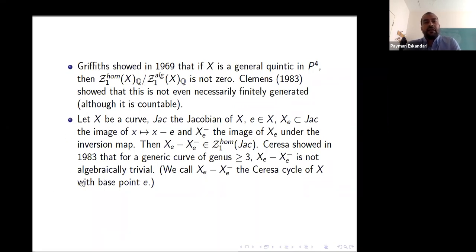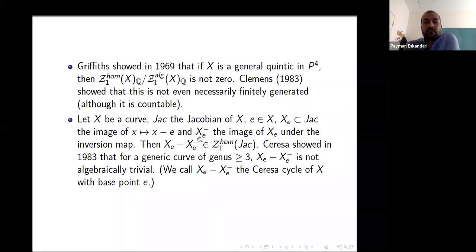Now let X be a curve. This notation is going to stay in the talk, so it's important to try to remember it. If X is a curve, by Jac(X) we mean the Jacobian of X, and if you take a point e in X, by X_e we mean the image of X under the embedding of X into its Jacobian using the base point e. You send a point x to x minus e, and that gives you an embedding of X into the Jacobian. So the genus has to be bigger than or equal to 1 there.